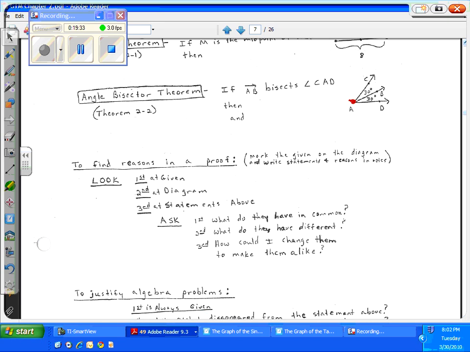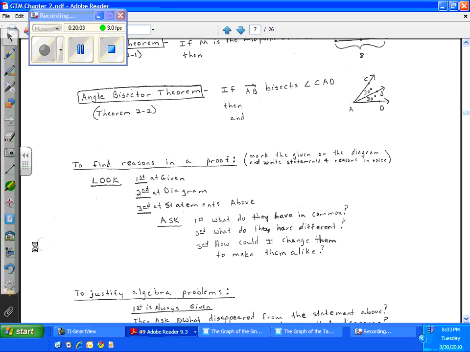So if ray AB bisects angle CAD, then we can conclude that this angle must be equal to that angle. If it is, then one of them is half of the whole thing, and really the other one's half the whole thing too also, right? So we could conclude that the little angles are both half of the big angle.